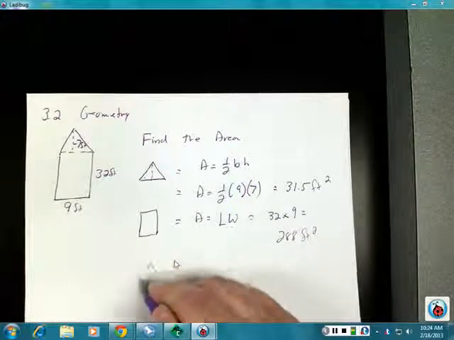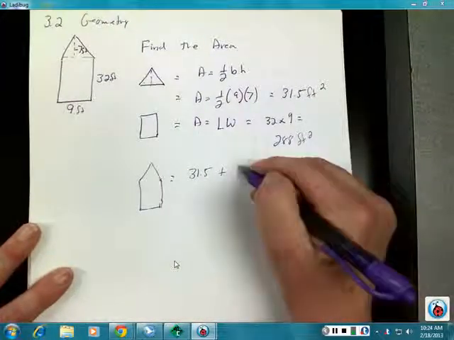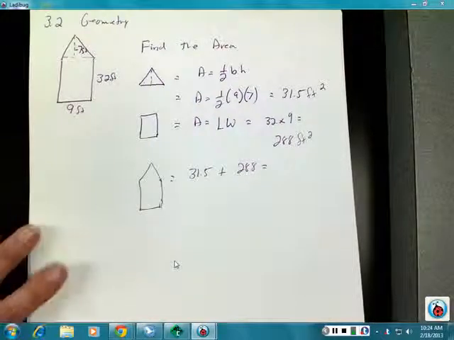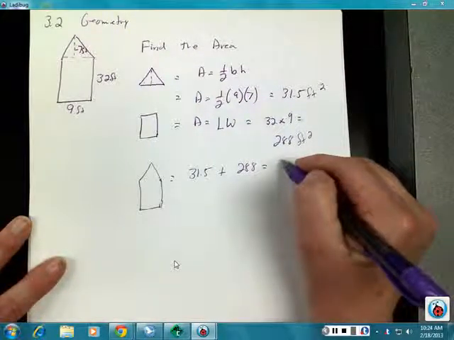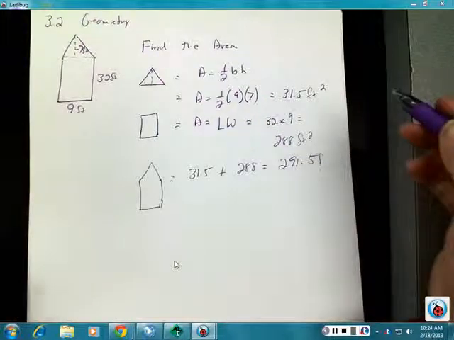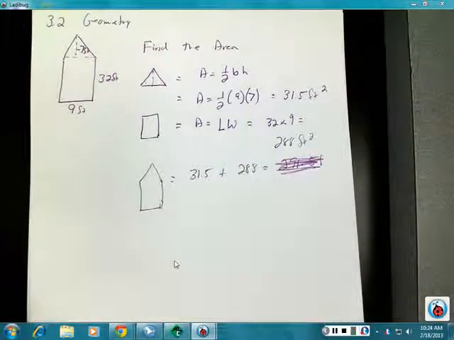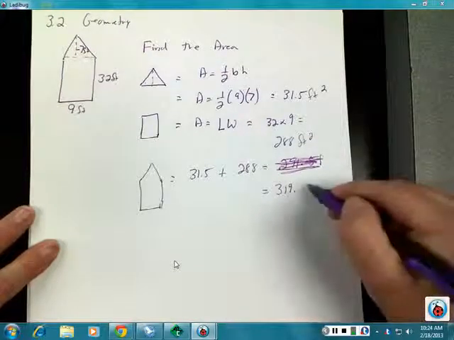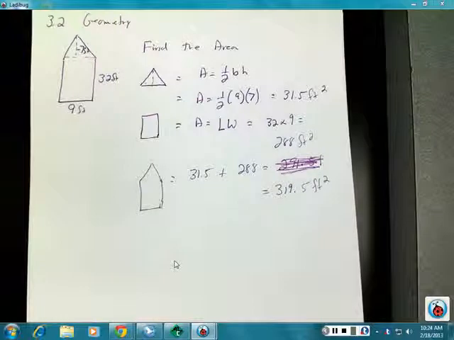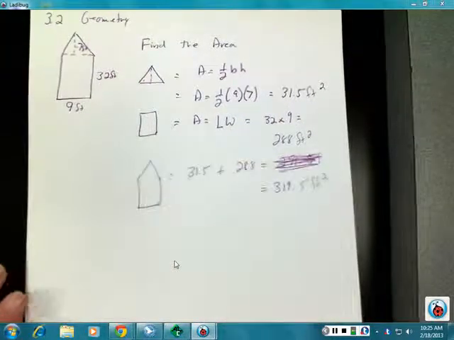So now to get the whole shape's area, I need to take those two and add them together. So 31.5 plus 288 gives me a total area of, one more time? 319.5. That sounds better. Feet squared. All you're doing is taking 31.5 and adding it to 288. I think you put the decimal off. You put 3.15 in there. That's what gave you that. Okay.